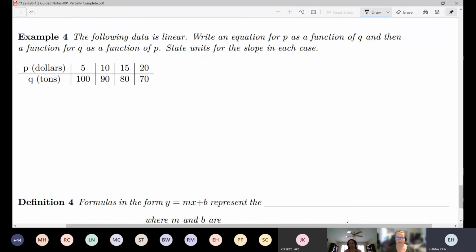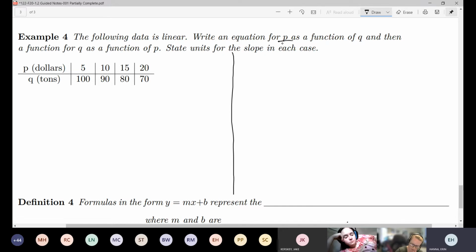So the following data is linear. Great, we're already told it is. We don't have to check it. Write the equation for p as a function of q, and then an equation for q as a function of p. State units for the slope in each case. Okay, cool. So I've got to do two things. Let me break on my screen so I don't run out of space.